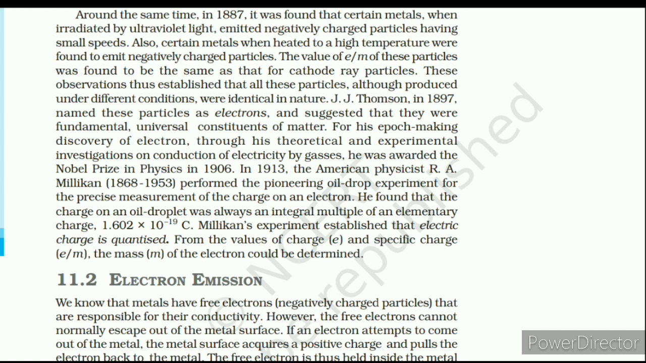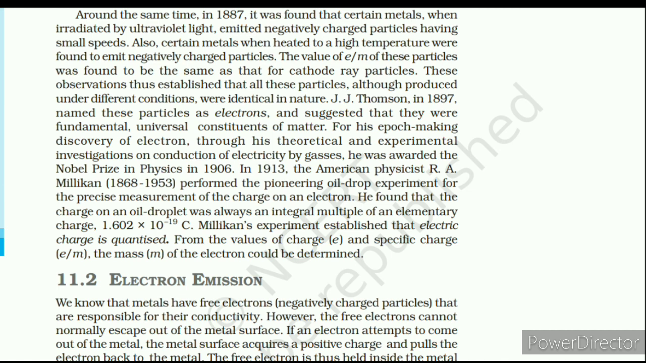J.J. Thomson in 1897 named these particles electrons and suggested that they were fundamental, universal constituents of matter. For his epoch-making discovery of the electron, through his theoretical and experimental investigations on conduction of electricity by gases, he was awarded the Nobel Prize.